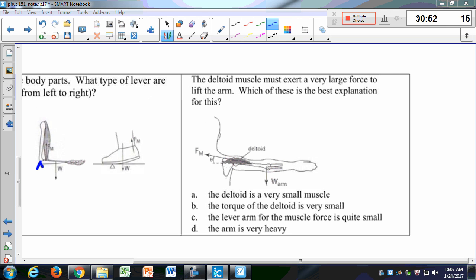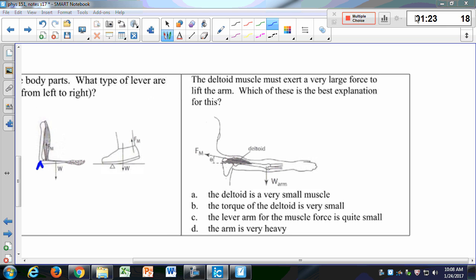The torque of the deltoid is very small. This is a true statement. Why is the torque of the deltoid very small? Is it because the lever arm, the value for R, is small? Not really, right? Because it comes down, it maybe connects right about here. That lever arm is not terribly small compared to the length of the forearm or the upper arm. Okay, so the lever arm isn't terribly small. It's really the torque of the deltoid that is very small.